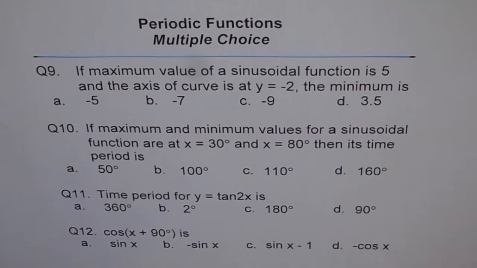Question 11. Time period for y equals tan 2x is 360 degrees, 2 degrees, 180 degrees or 90 degrees. Question 12. Cos(x plus 90 degrees) is sin x, minus sin x, sin x minus 1, or minus cos x.